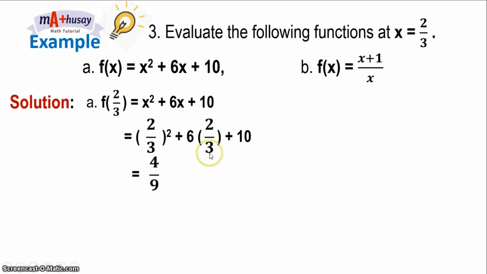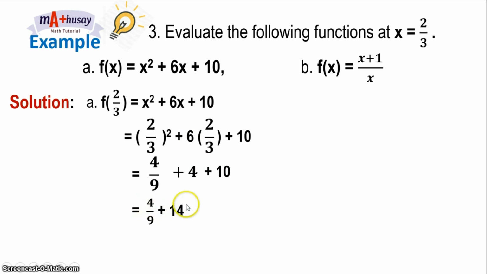So, 6 times 2 is 12. Divided by 3 is 4. Pwede din naman na dahil alam natin ang 6 ay pwede nang i-divide right away by 3 and that's 2. 2 times 2, it's 4. So, plus 10. So, simplifying further the right side of the equation, we have 4 over 9 plus 14.